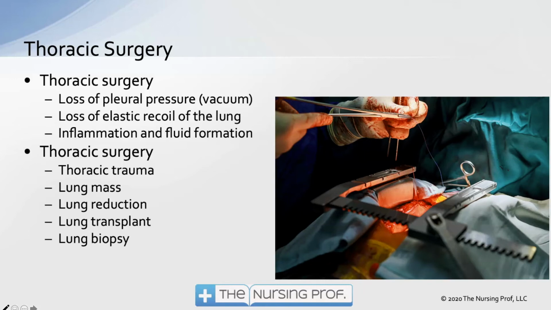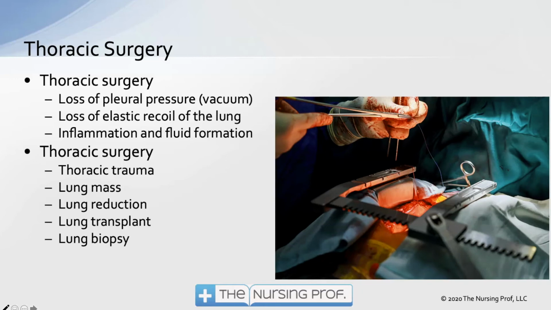So one thing to be aware of is with thoracic surgery, when we open up that chest wall, we lose that pleural pressure. Remember again, we said there's that vacuum that holds the lungs open. Cut into the pleura, the lung is going to collapse because we have that negative pressure pulling it open. We have the loss of elastic recoil of the lung. We have inflammation and fluid formation. So a lot of things happening there are going to potentially lead to additional problems down the line.